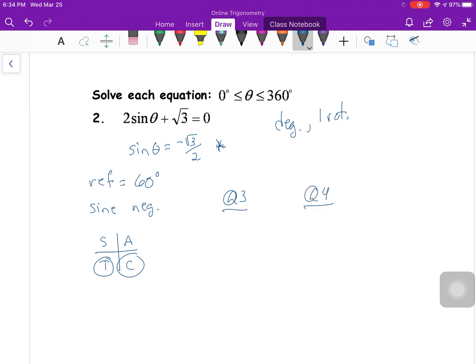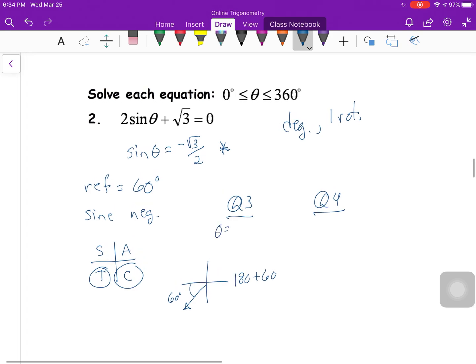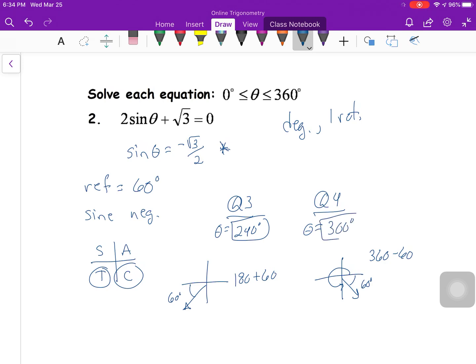In quadrant 3, that means we've gone 60 degrees beyond the x-axis. So we would have to take 180 and add 60. So in that quadrant, theta would be equal to 240. In quadrant 4, we've seen that already. In quadrant 4, we're 60 degrees this time short of 360. So we're taking 360 minus 60. So in quadrant 4, we once again have 300 degrees.